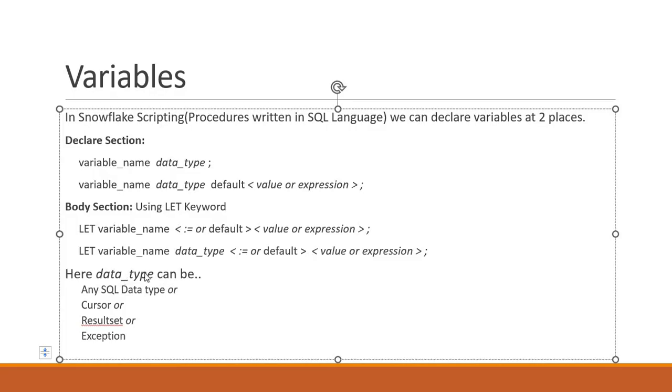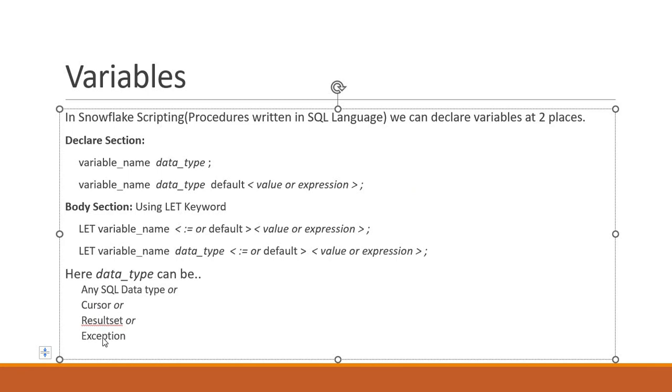Here I mentioned data type, data type, data type. So what data type can we use? It can be any SQL data type like integer, varchar, string, date, timestamp, number, decimal. Whatever the normal SQL data types, we can use. These are also called data types here: cursor, result set, exception.